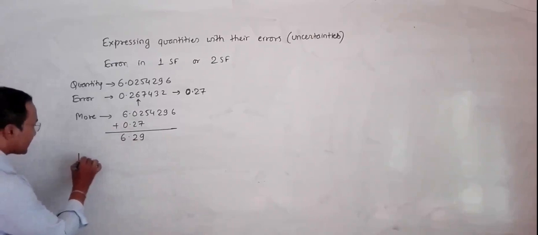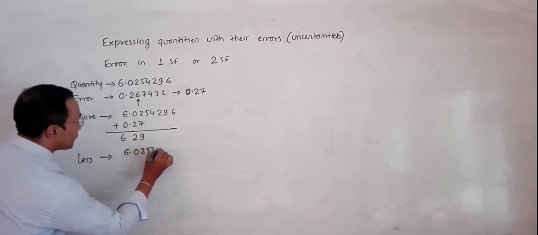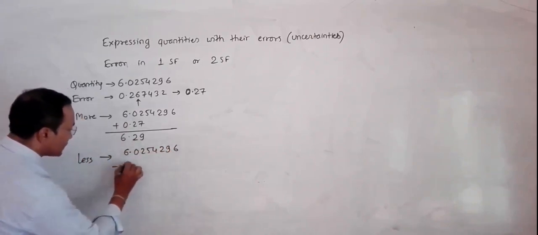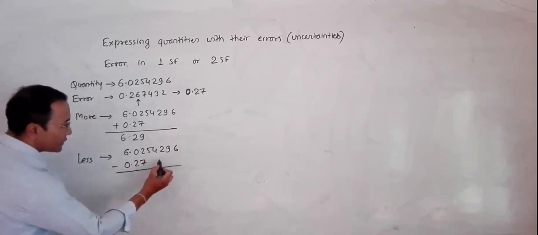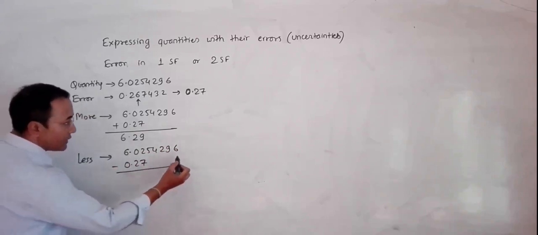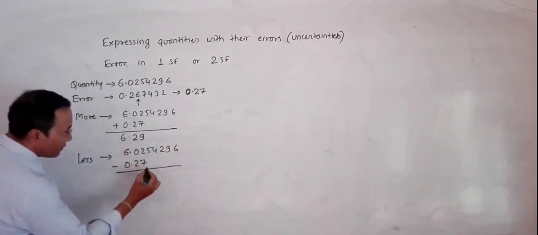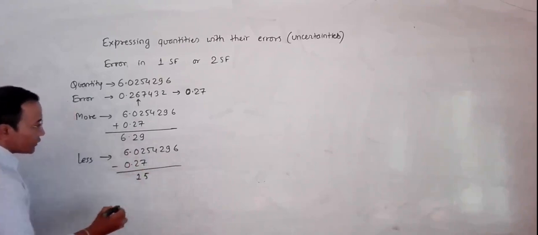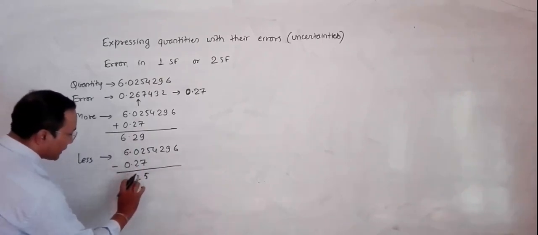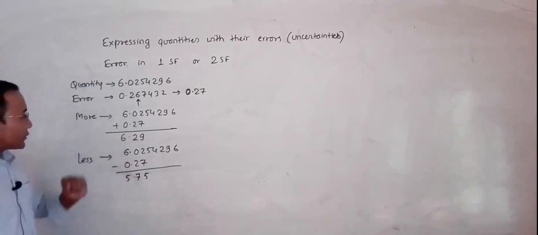And if it is less, the quantity would be 6.0254296 minus 0.27. What happens here is we don't know these digits, so we cannot subtract an unknown quantity from a known quantity. So we can't write this. What we can write here is 12 minus 7, it is 5. So here it is 1. Then it would be 10, 3, 7. This should be 7, and then this is 5. So it is 5.75 and 6.29.